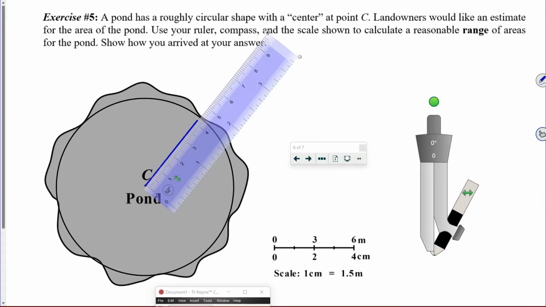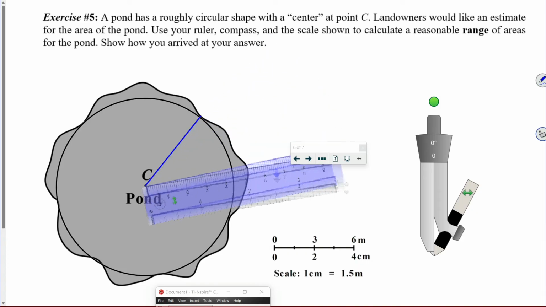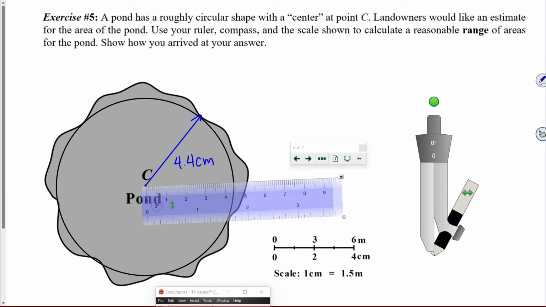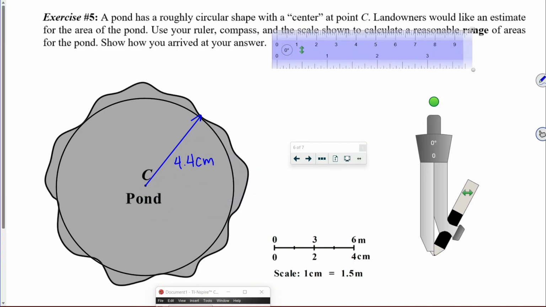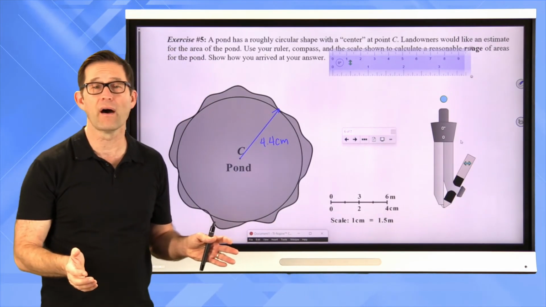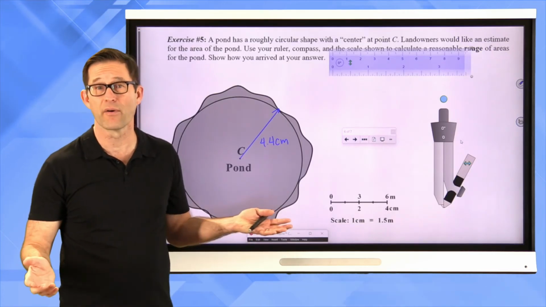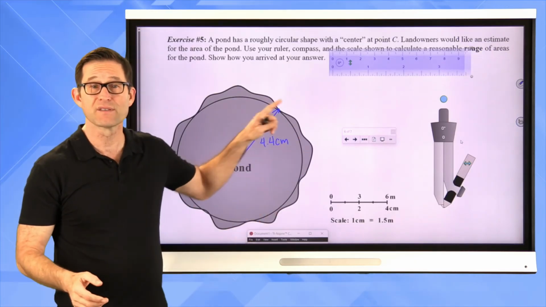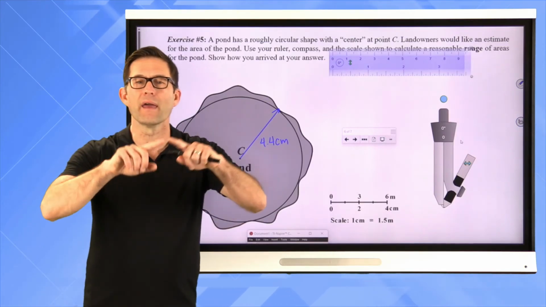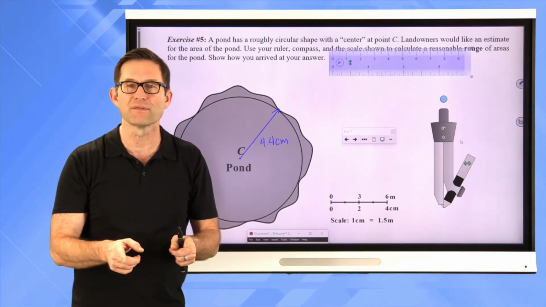Maybe I'll even draw this in. So that radius out to there, 4.4 centimeters, and we'll eventually figure out what the true radius is by using our scale factor. But that's going to be the smallest area that the pond could obviously be. Obviously, the area of the pond is more than that because there's pond outside of it. But now maybe what we want to do is get a bounding circle on the outside.